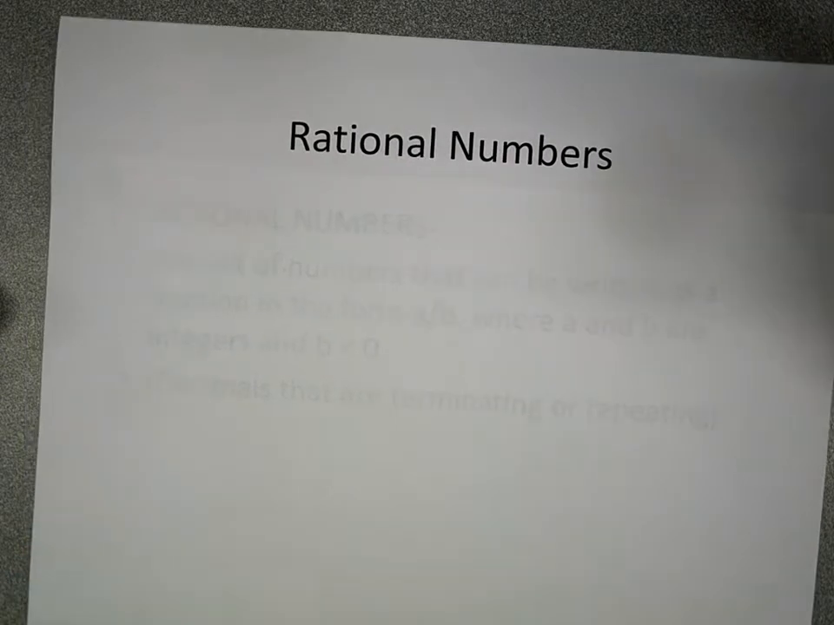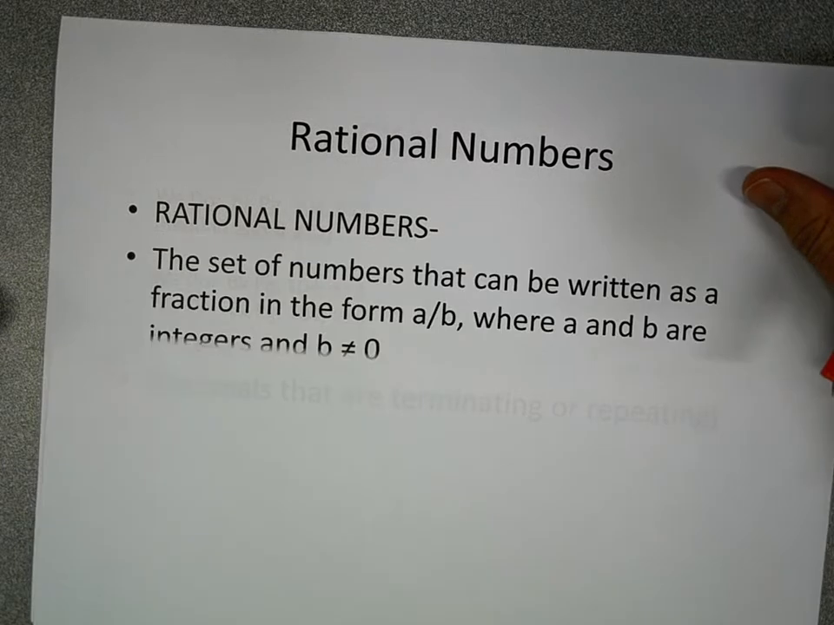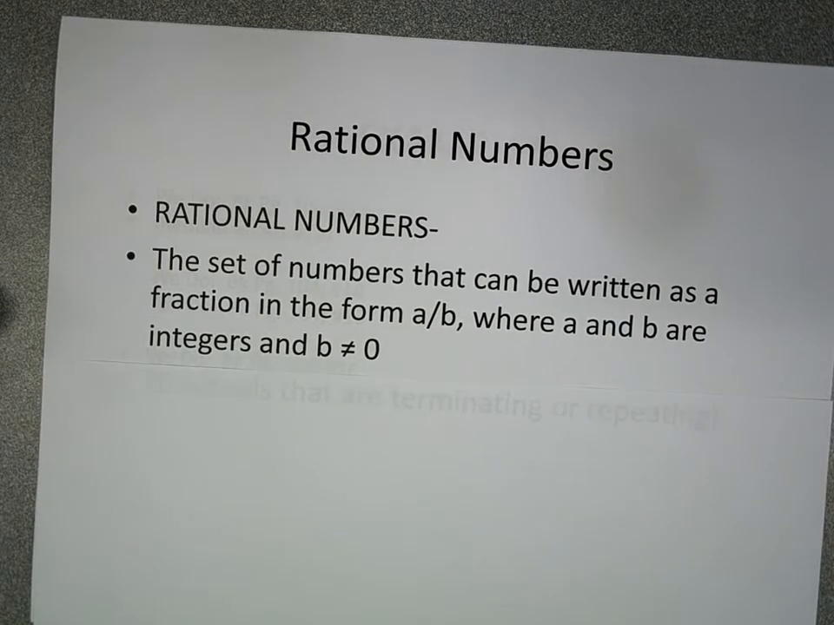So here we go. We only have one phrase, and that is rational numbers. Everyone? Rational numbers. So here's what rational numbers are. The book says it's the set of numbers that can be written as a fraction in the form a over b, where a and b are integers, and b is not equal to 0. I know it's kind of lengthy. That's a nice in-depth look at what rational numbers are, and that's what your book says it is.